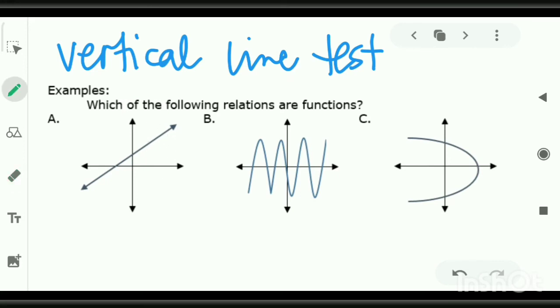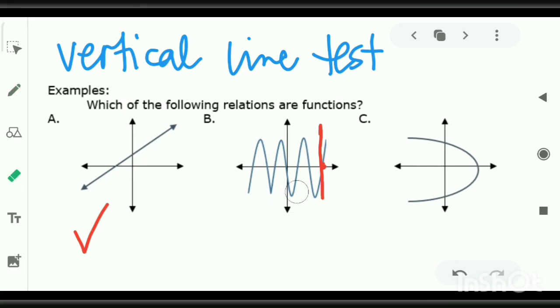Now, since the graph and the vertical line intersect only once at any part of the graph, then letter A is a function. Next, for letter B, we draw vertical lines here. It intersects with the graph once. If we draw it here, it also intersects the vertical line or the graph once. If we draw here at another part, it also intersects with the graph only once.